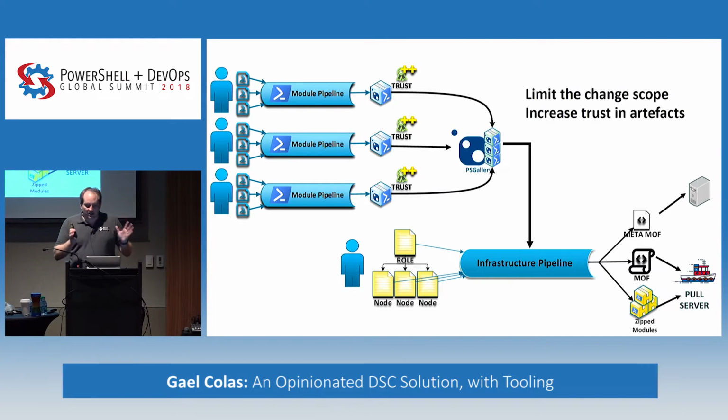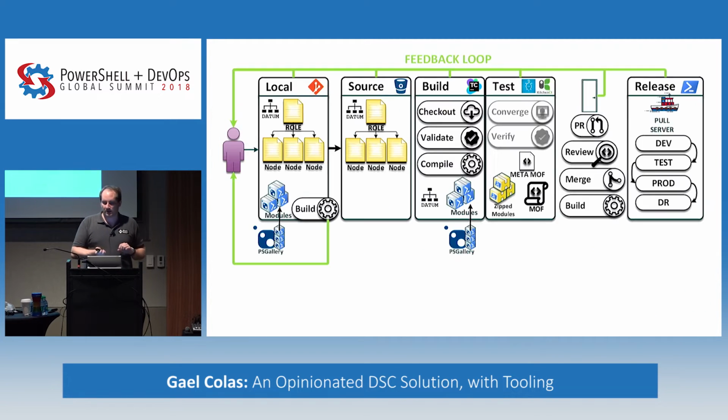You want to limit the change scope. That means if you change only one module, you don't necessarily need to change everything and recompile everything. You just change that module. And same with the data. If you don't change the modules, you only change some data. You want to limit the scope of the changes. So very similar. And this is, again, the release pipeline model.